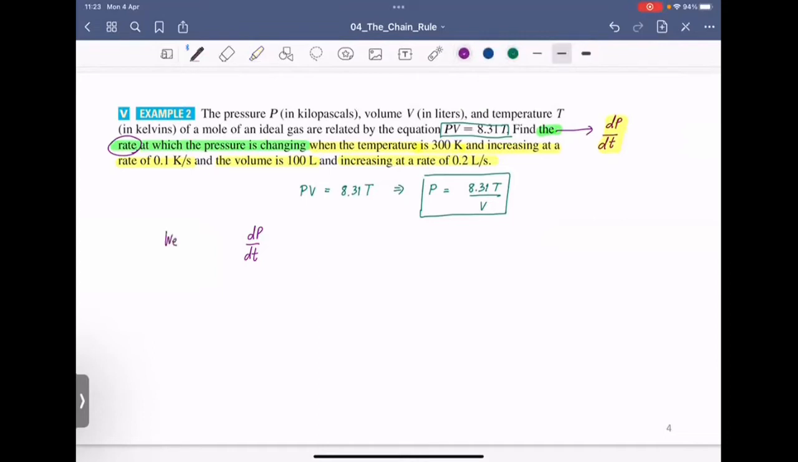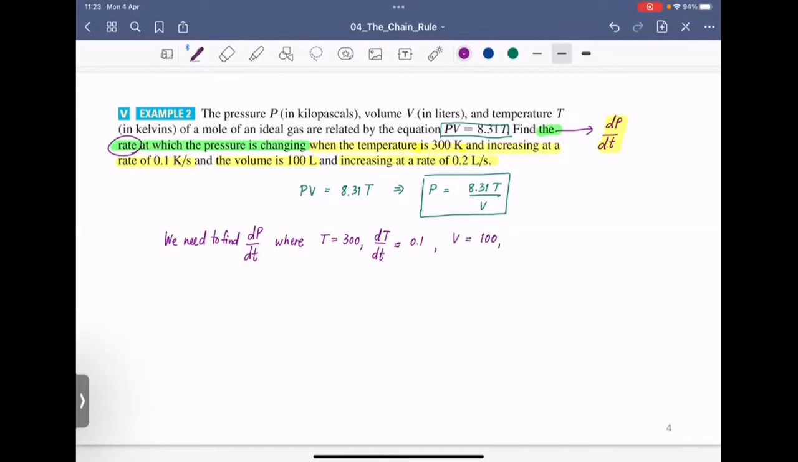So let's summarize. We need to find dP/dt where T equals 300, and then dT/dt, well, it's going to be capital T and small t. Small t is time, capital T is temperature, 0.1, right? And then you're going to have V, the volume, to be 100.